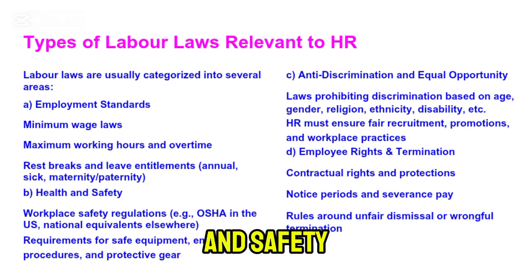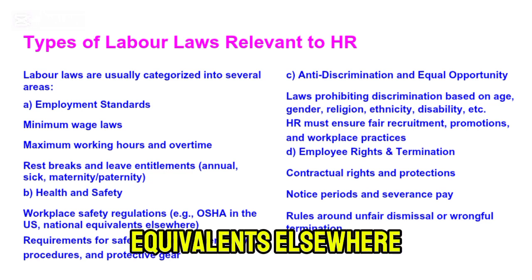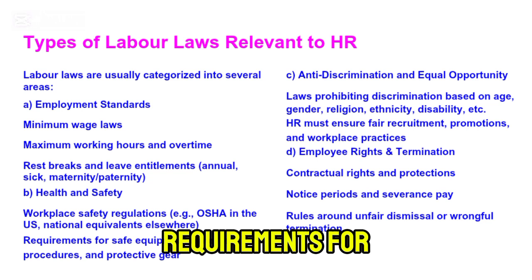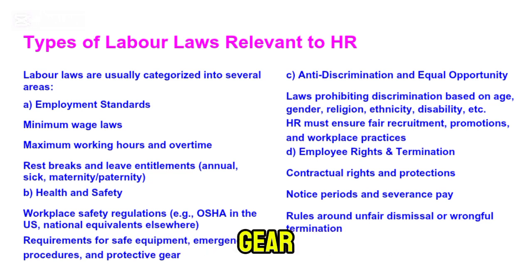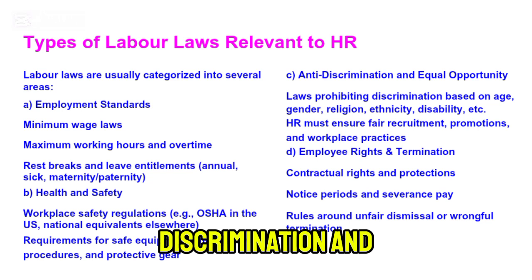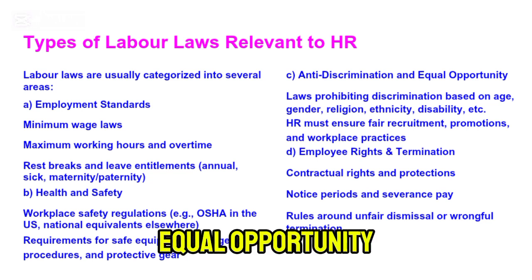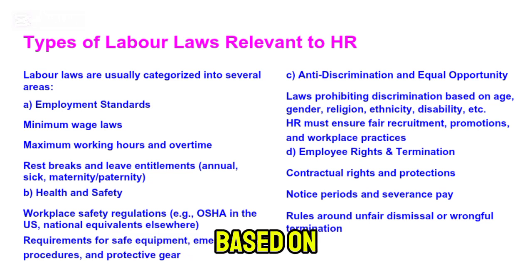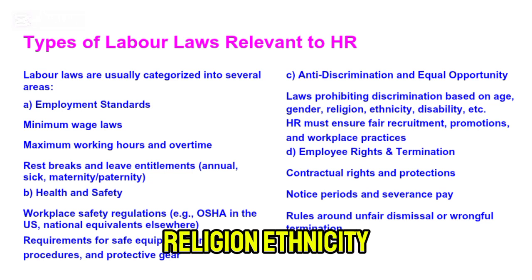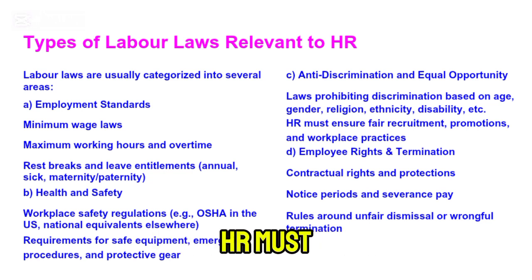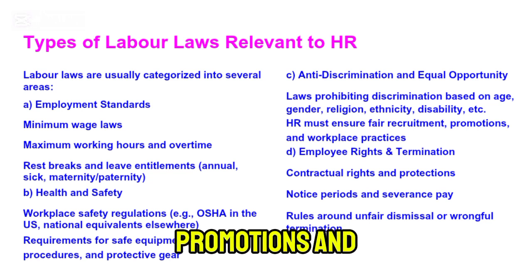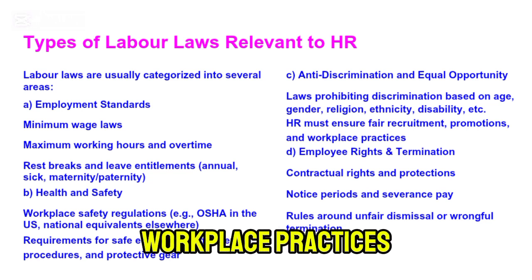B. Health and safety: workplace safety regulations, e.g., OSHA in the US, national equivalents elsewhere. Requirements for safe equipment, emergency procedures, and protective gear. C. Anti-discrimination and equal opportunity: laws prohibiting discrimination based on age, gender, religion, ethnicity, disability, etc. HR must ensure fair recruitment, promotions, and workplace practices.